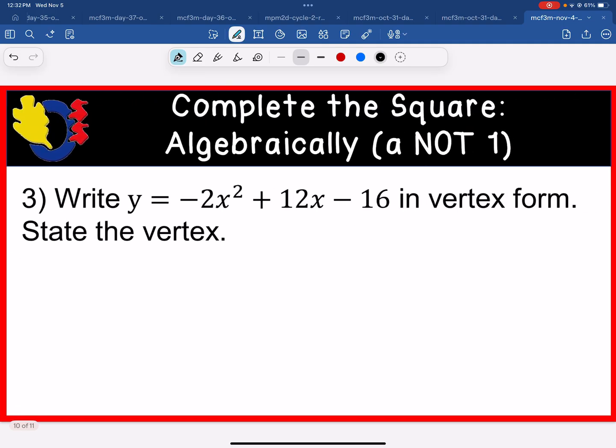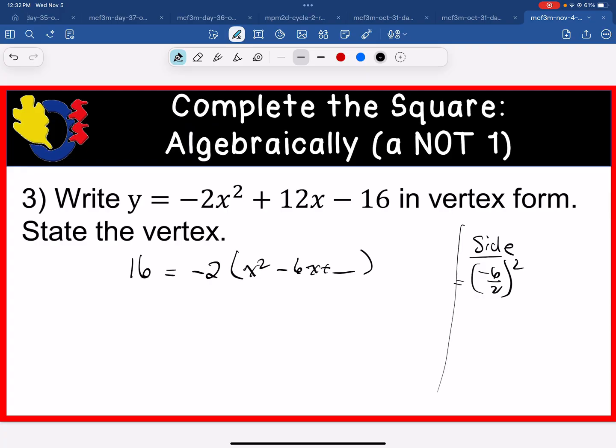All right, let's look at another one. Okay, so I'm going to bring the -16 over, it becomes +16. I'm going to take out the -2, so x squared minus 6x plus something to give my perfect square. I'm going to make my little side calculation to figure that out. -6 divided by 2 squared. So -3 squared is equal to 9.